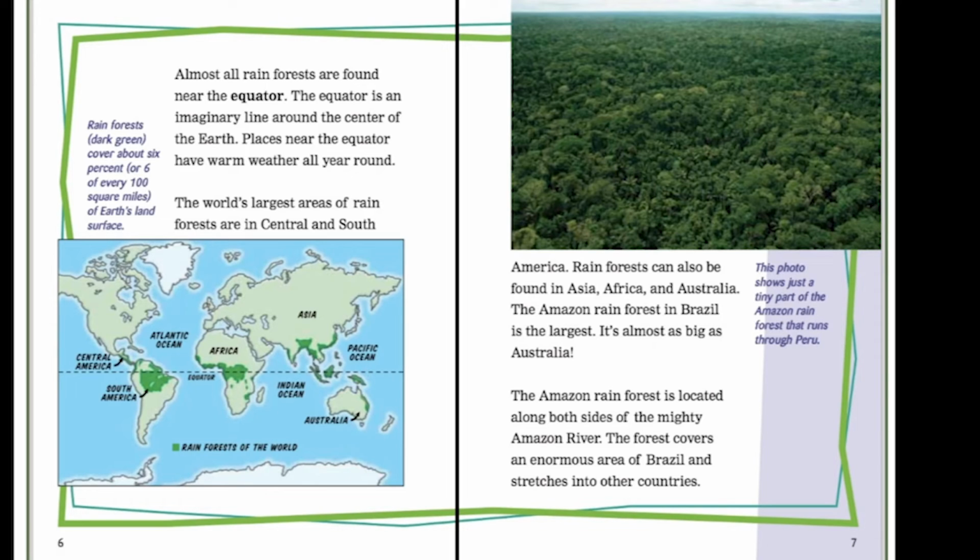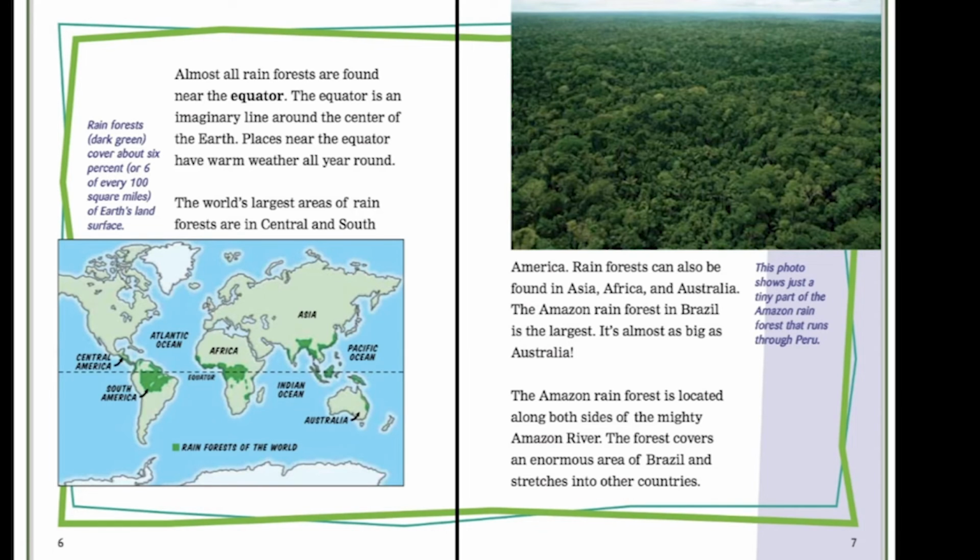So let's look at this map. What are we learning from the map? The caption says rainforests, which are dark green, cover about 6% or 6 of every 100 square miles of Earth's land surface. The text tells us that the largest areas of rainforest are in Central and South America.